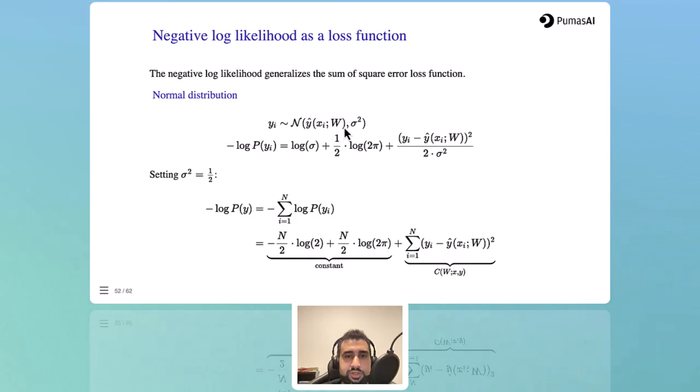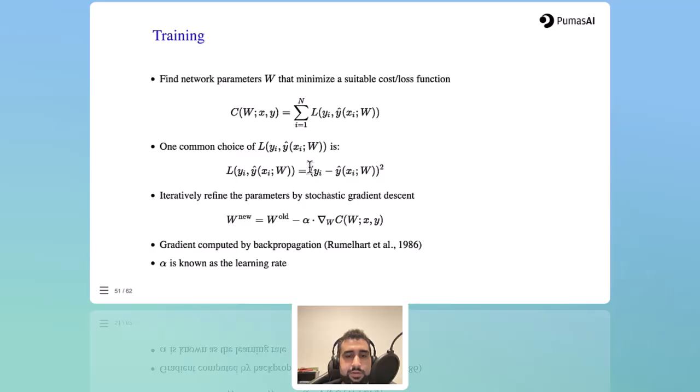And then we discussed that a generalization of the sum of square error would be using the negative log likelihood and defining a distribution for the data, and then the negative log probability of that would be essentially your loss function instead of using the sum of square error for the loss.